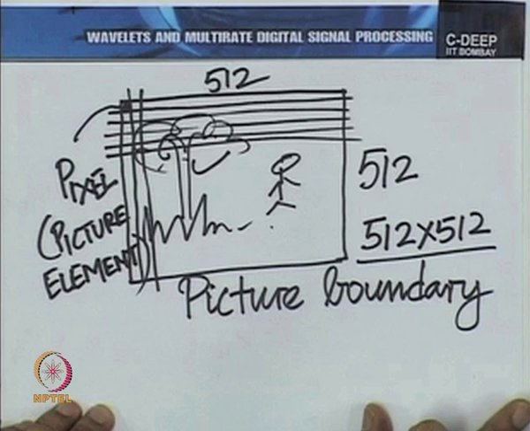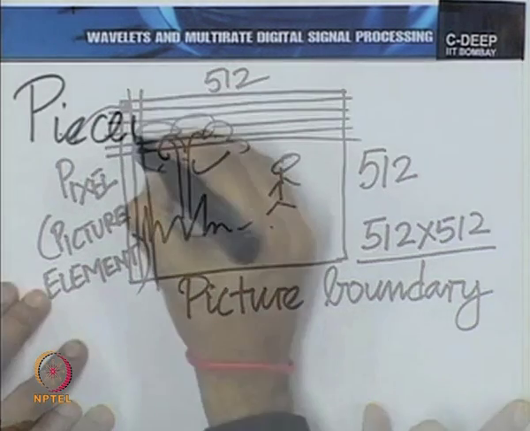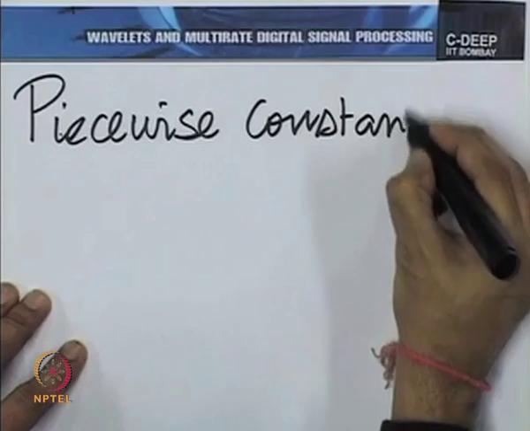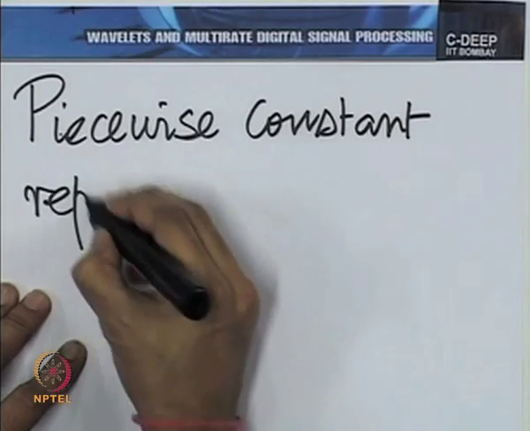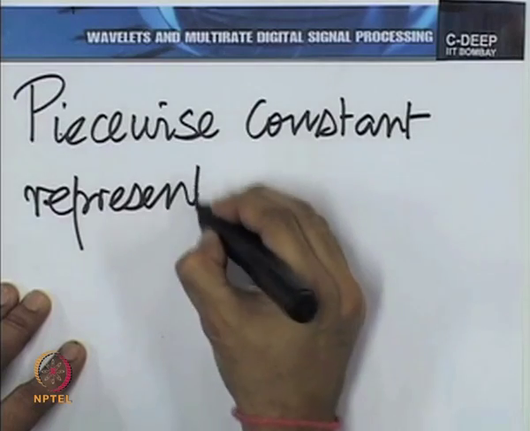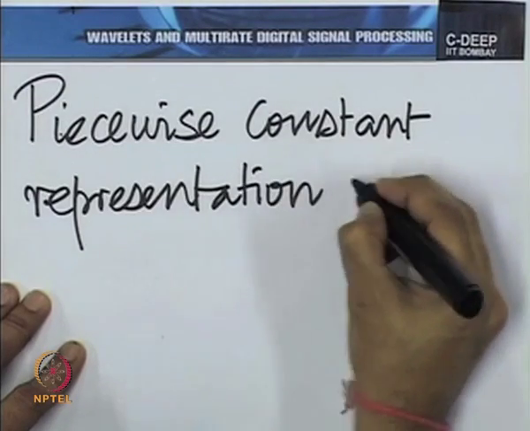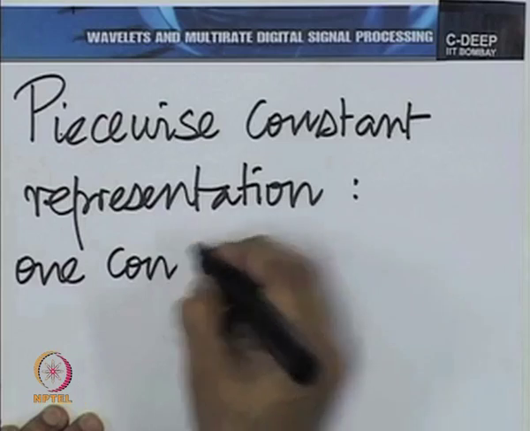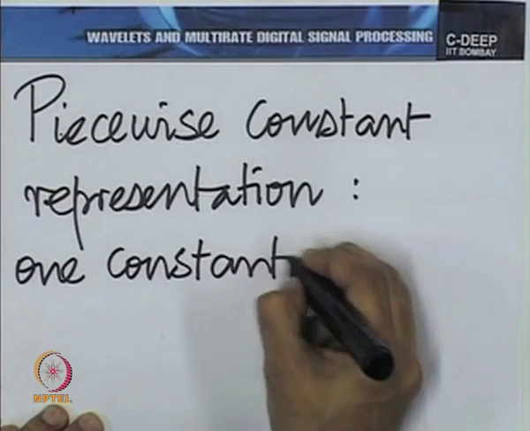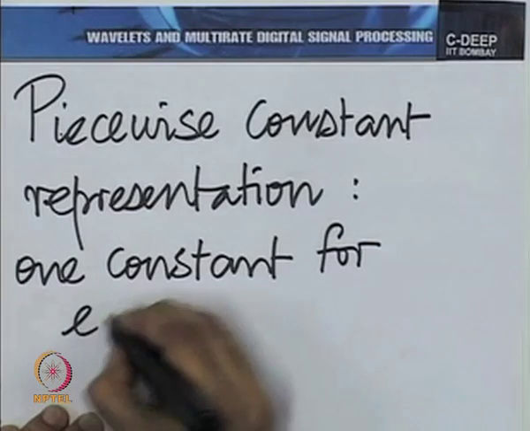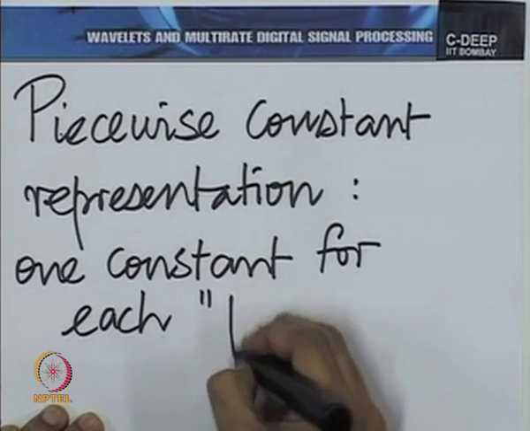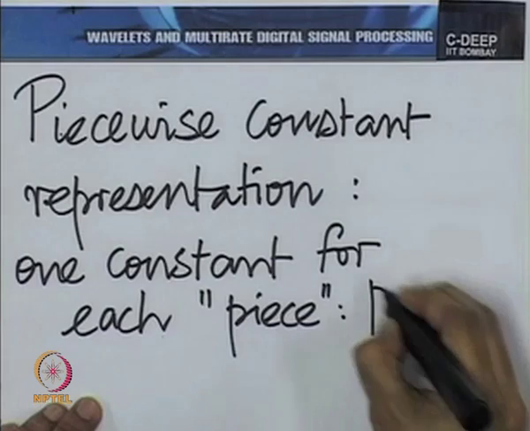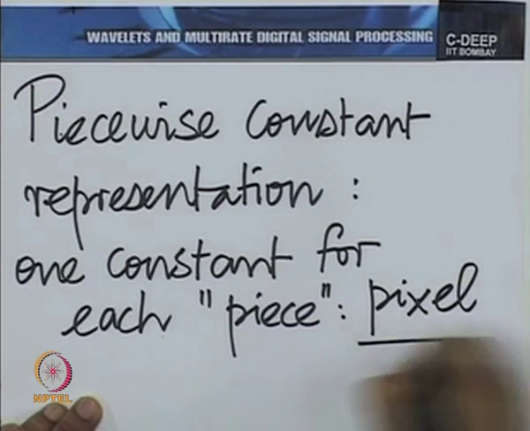So, the first thing to understand is there is a piecewise constant representation. Let us write that down. There is a piecewise constant representation of the image. One constant for each piece. And that piece is the pixel or the picture element.